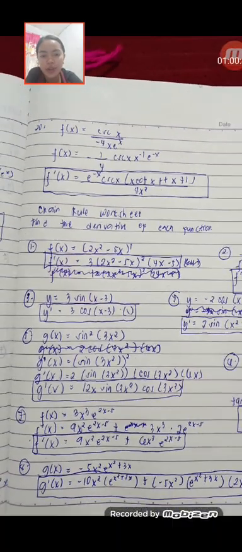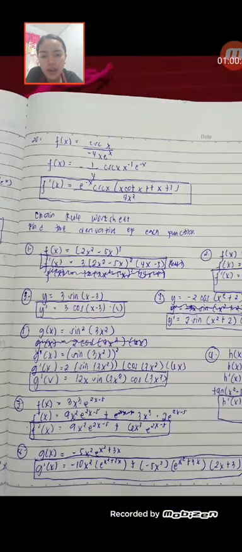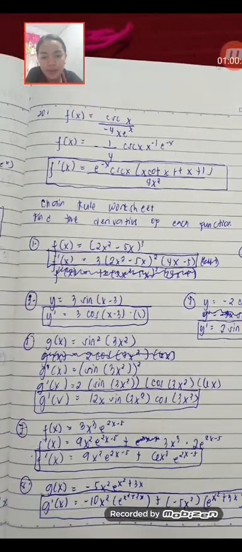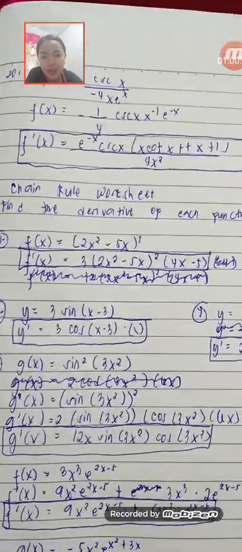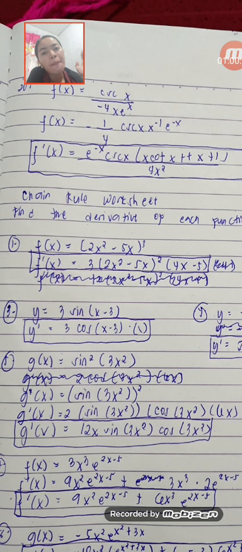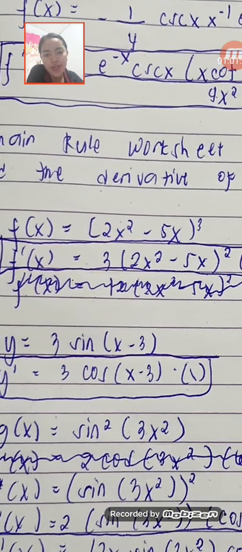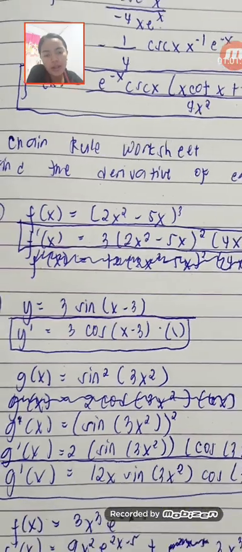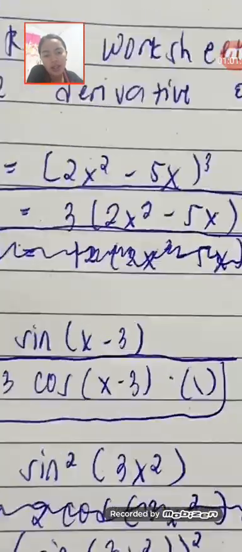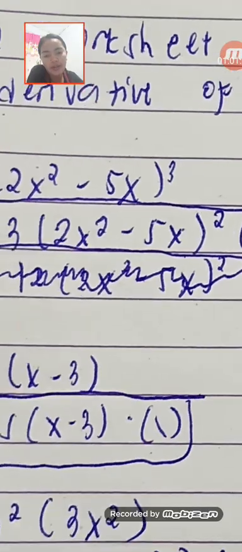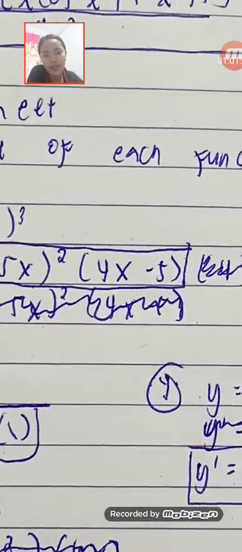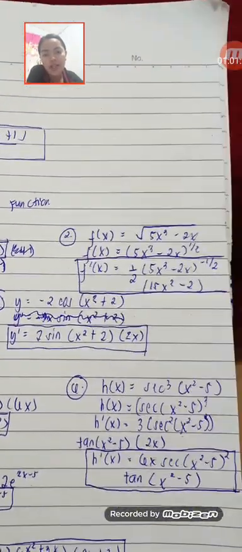So in this part, chain rule worksheet. Let's find the derivative of each function using the chain rule. In the chain rule, you just need to differentiate first the outside function, and after differentiating the outside function, you need to differentiate the inside function. So in this part, we bring down the 3, copy the inside function, and 3 minus 1 is 2. And the derivative of 2x squared minus 5x is 4x minus 5. So that is our final answer.